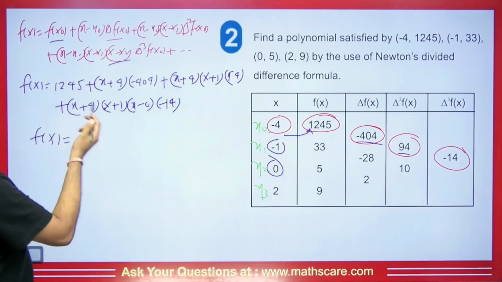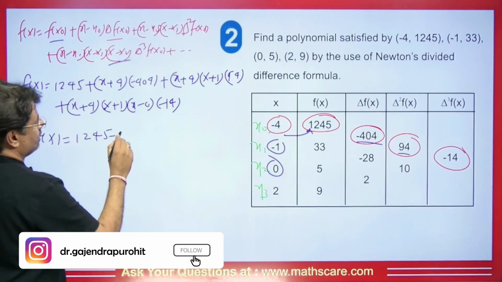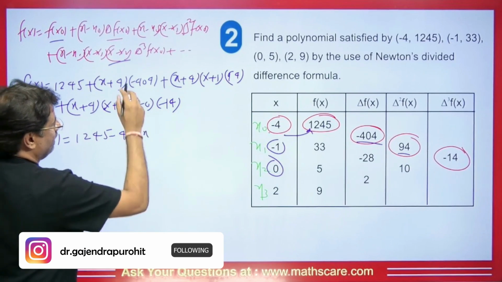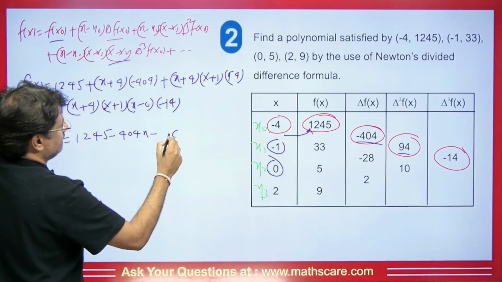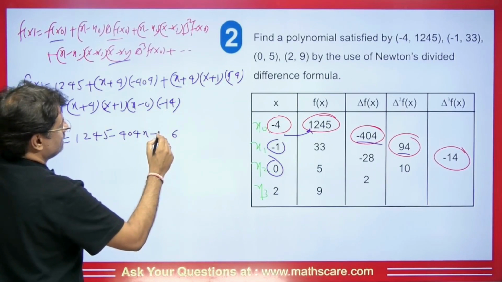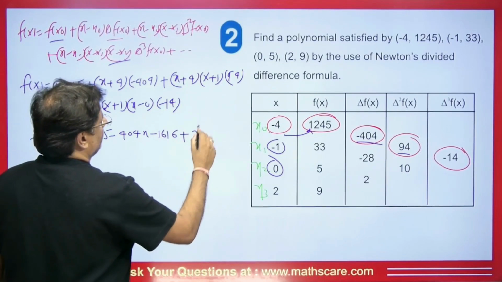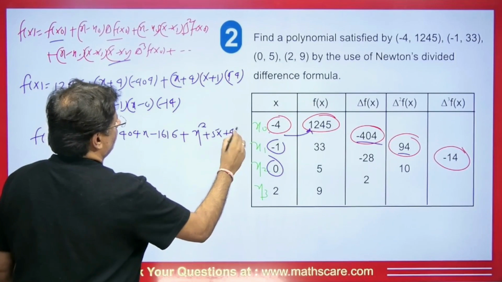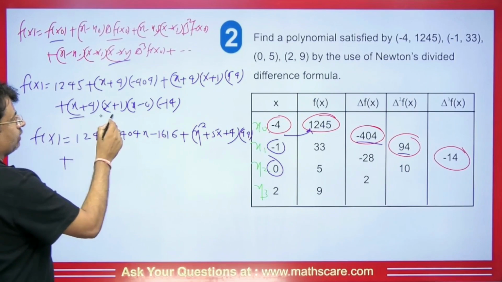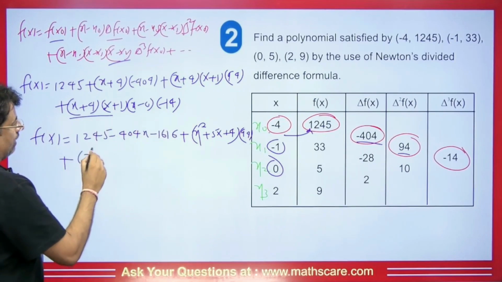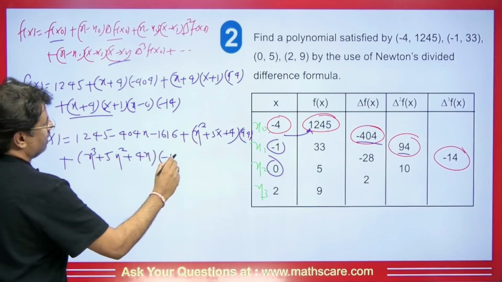If we simplify it, it will be 1245. So from here, its value will be minus 404x. And here this will be 4. So I think here it will be minus 16, right students? And here this will be 1616, right? So this will be the value we have. Now, we will simplify this once. So x square plus 5x plus 4 into, here this will be 94. We will take its value from here, this will come here, and we will multiply x. It will come x cube plus 5x square plus 4x into here, it will be minus 14.